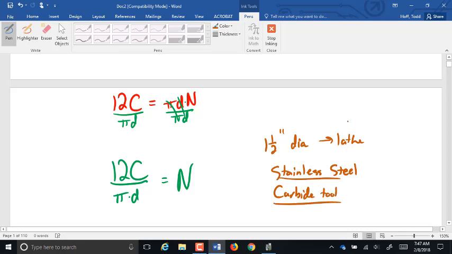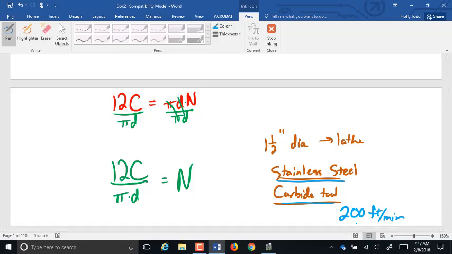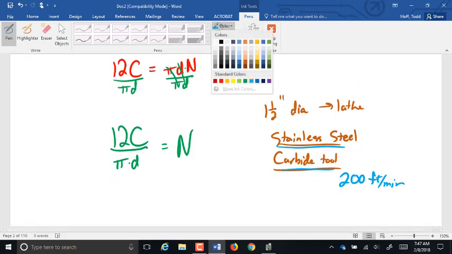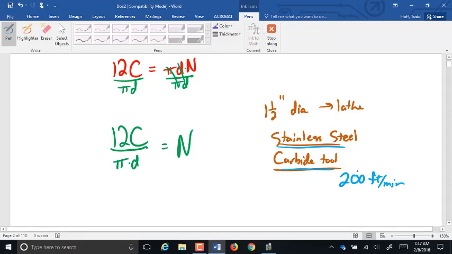So you look that up: stainless steel, carbide tool, turning. It says you can run up to 200 feet per minute, or as low as 60 feet per minute. So you pick a number somewhere in that range. Let's say we want to go quickly, we want to produce, but we don't want to push it too far. So let's say we're going to go 175 feet per minute. That's our target cutting speed that we're going to shoot for.